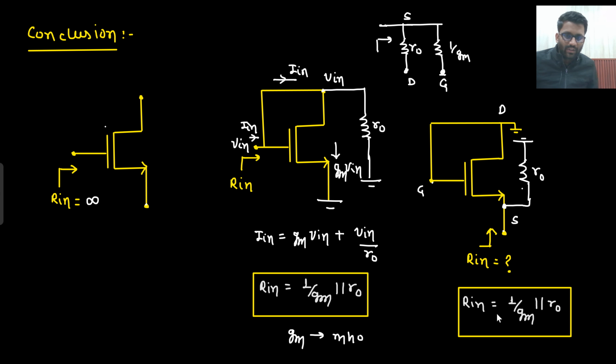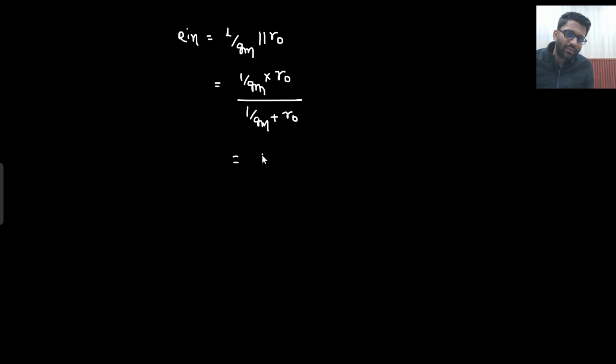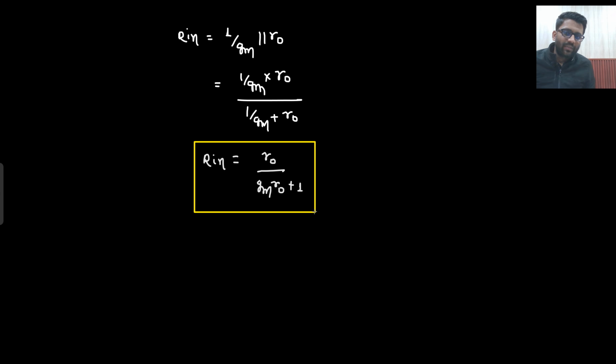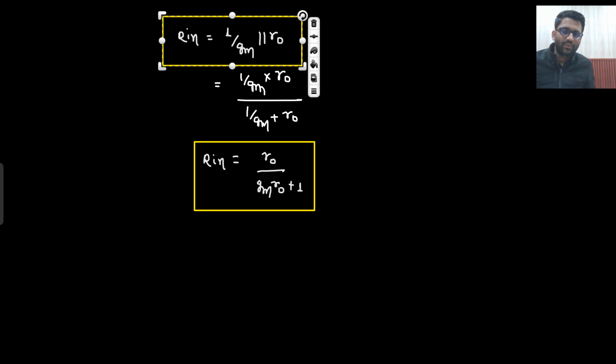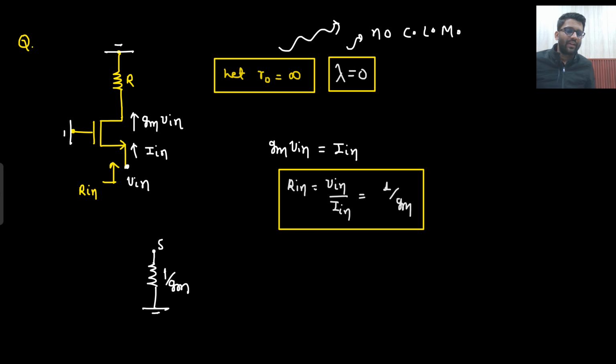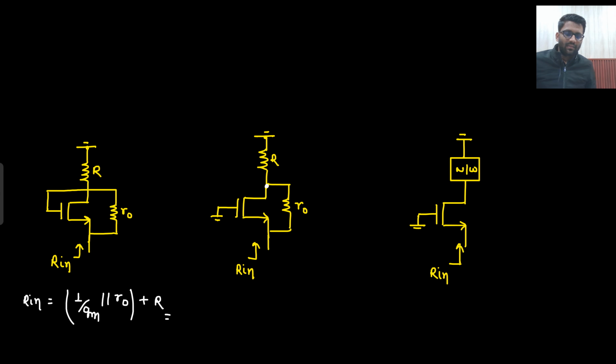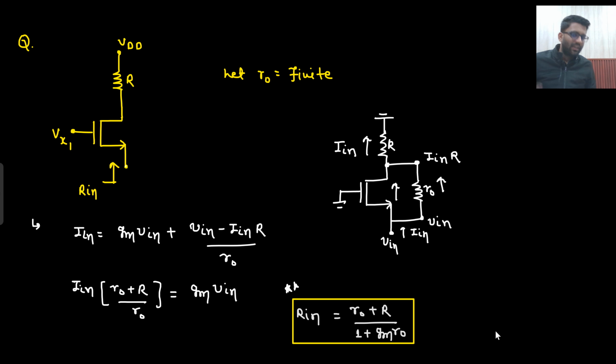In a lot of examples we are getting 1 by gm in parallel with R naught, no? Now in the examination this option can be mentioned, or the final answer can also be mentioned. How can you reduce 1 by gm parallel with R naught? 1 by gm into R naught upon 1 by gm plus R naught. So what you are getting is R naught upon gm R naught plus 1. So this answer also can be there. Or the same kind of answer here also, R naught upon 1 plus gm R naught, just R is also there.